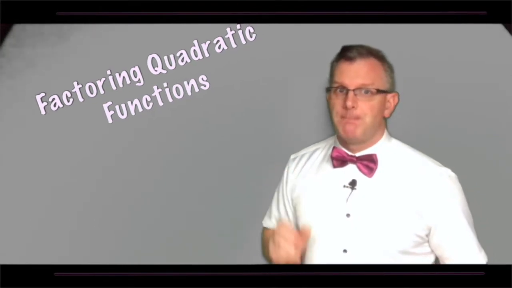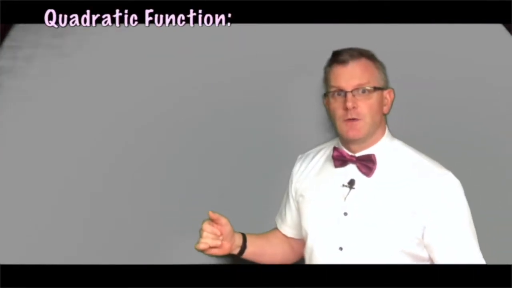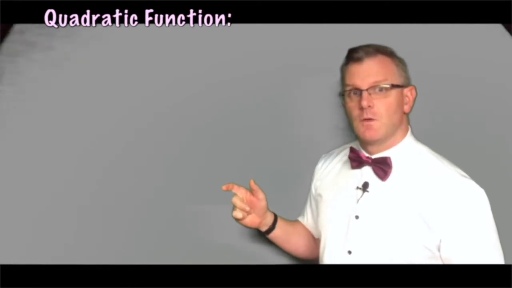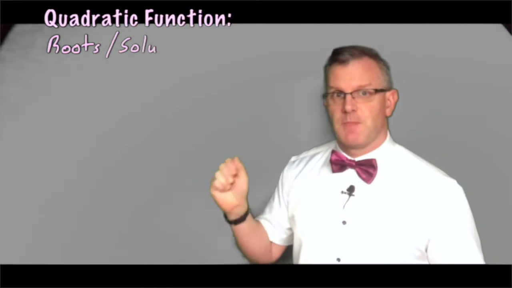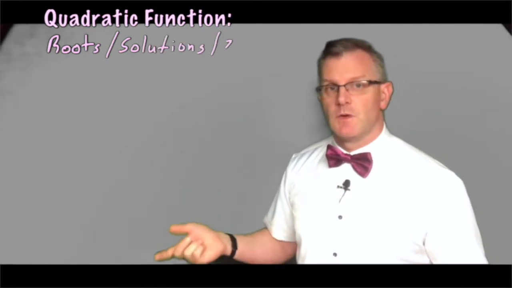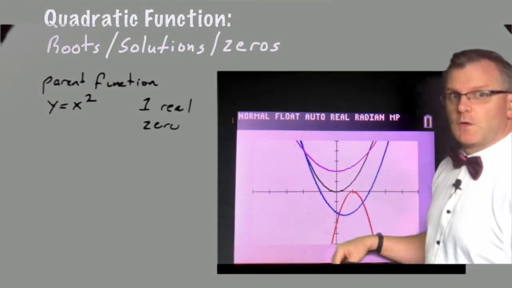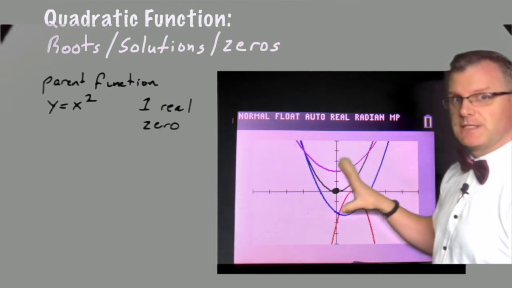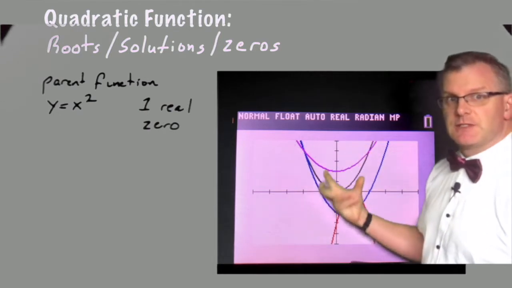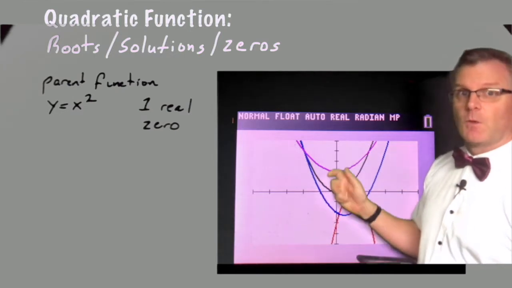When we're talking about zeros, a couple of things we have to keep in mind. First, the zeros of the function: roots, solutions, and zeros all mean the same thing. Parent function, y equals x squared. There's one zero, there's one solution. So you see there's one place where this thing touches the x-axis. Where it crosses or touches the x-axis, that's going to be considered our zero or our solution.